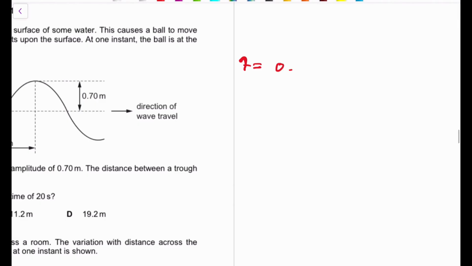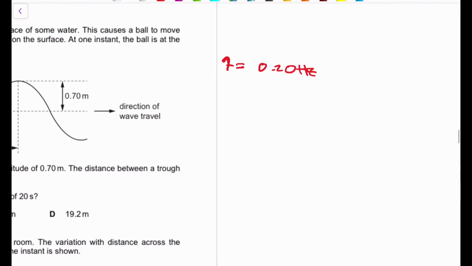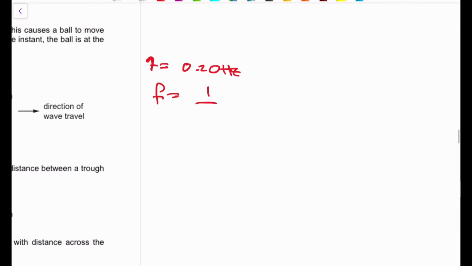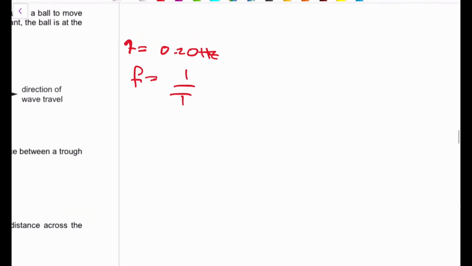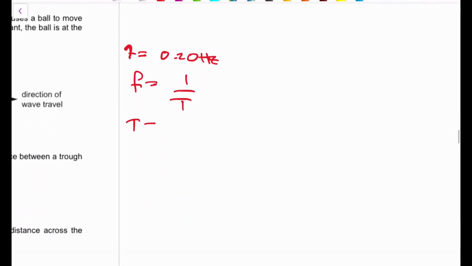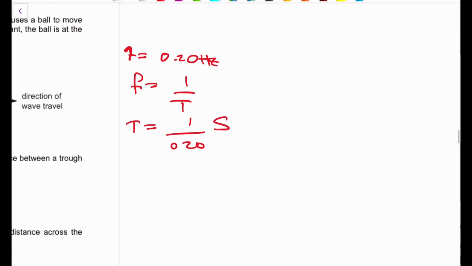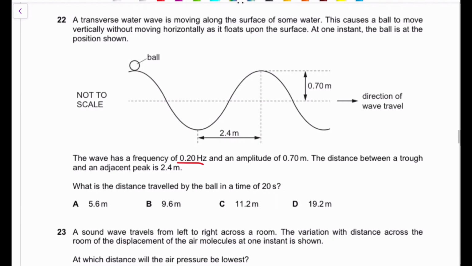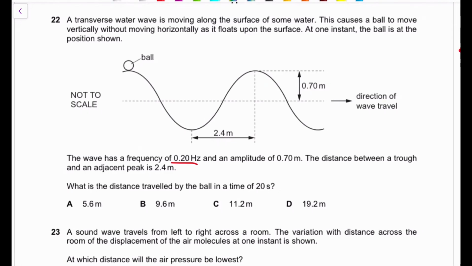My frequency is 0.20 hertz, but I know that frequency is 1 over T. So my T will be 1 over 0.20 hertz. That's going to be in seconds, since per hertz is seconds. So my value of T is going to be 5 seconds. One period is 5 seconds.